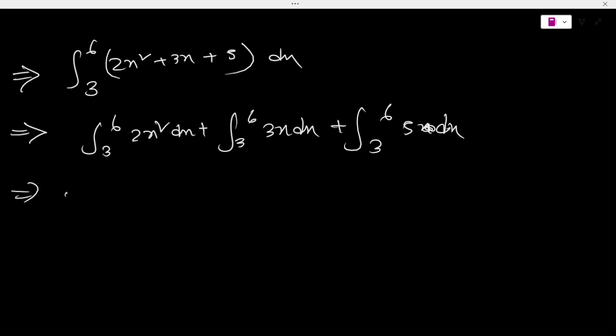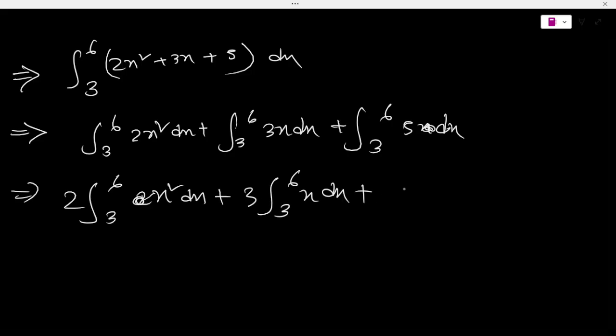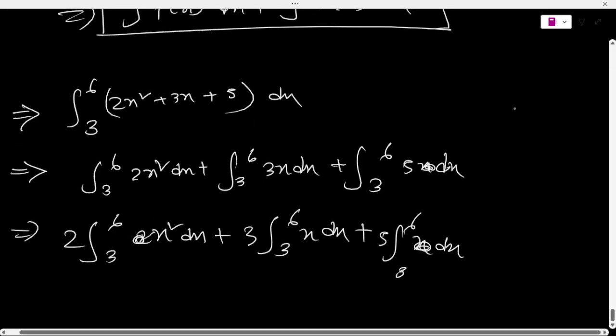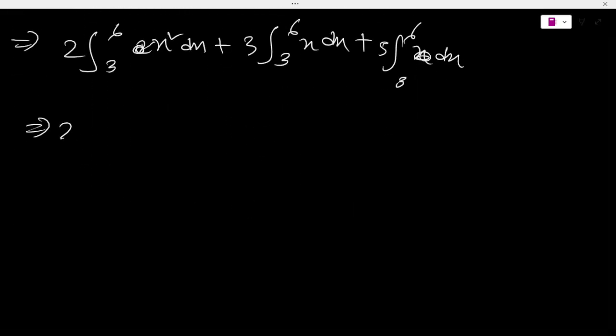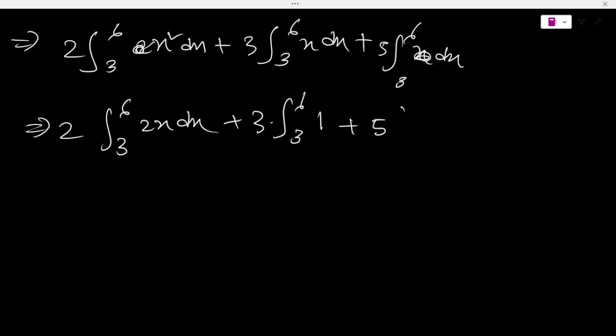So here you can see that 2 will always come out of the integration of 2x square dx, plus 3 comes out of the integration of x dx, plus 5 will come out, so the integration of only dx. After that, it will be 2 times the integration of x square dx plus 3 times the integration of x dx plus 5 times the integration of dx, with limits 3 to 6.